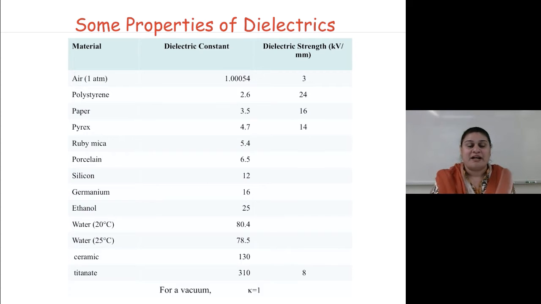Some properties of dielectrics. Here you will find the dielectric constants for some of the things that are used as dielectrics. So air, if it's used, is 1, the standard, and then the dielectric constant increases as you keep adding more and more materials.